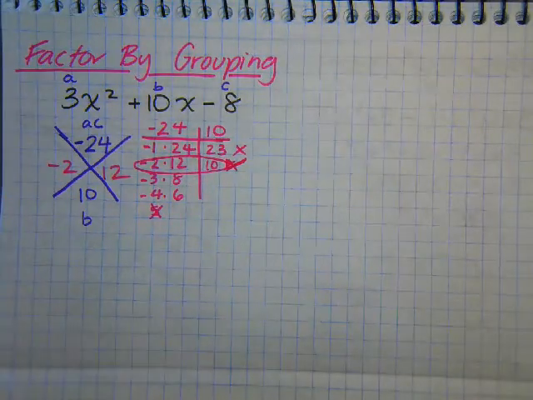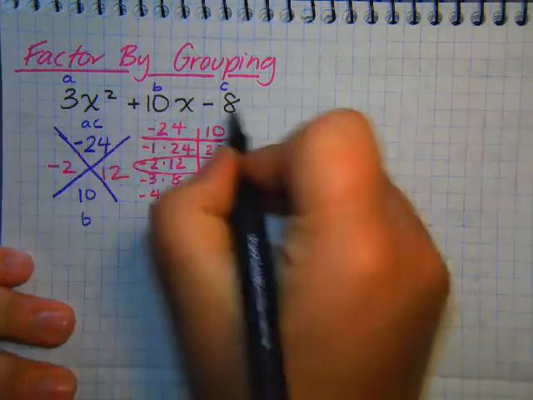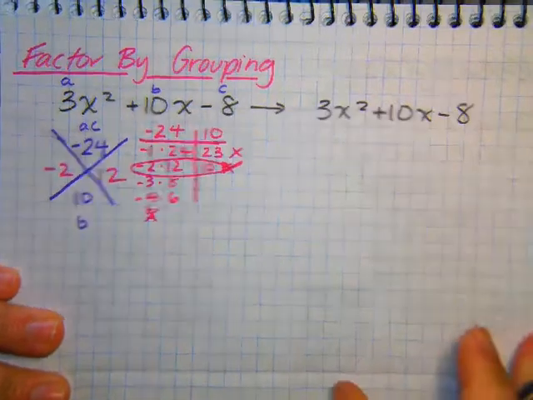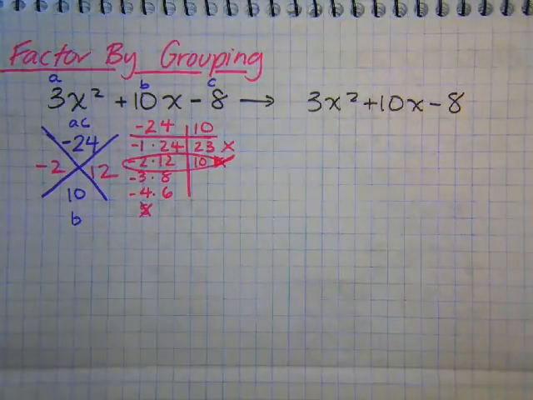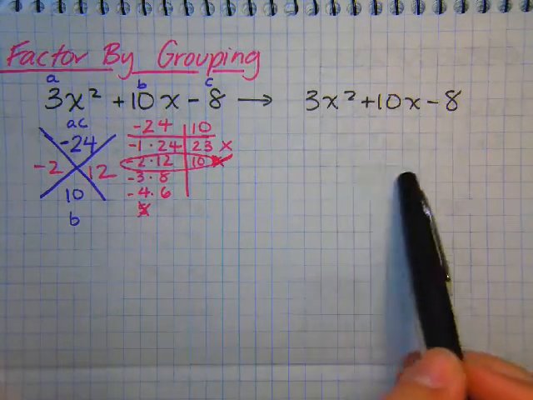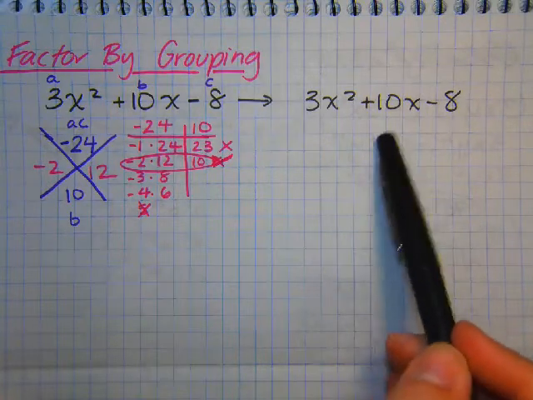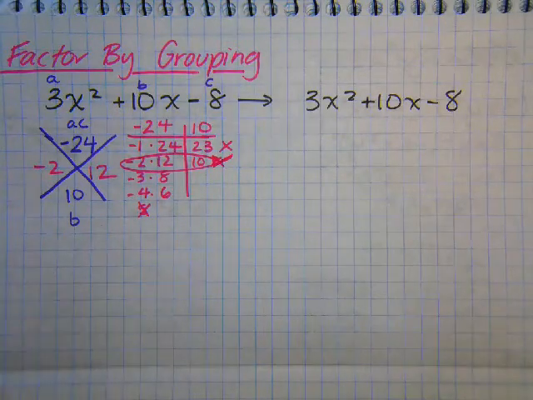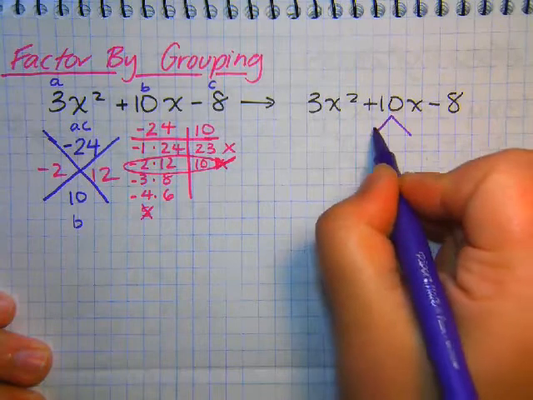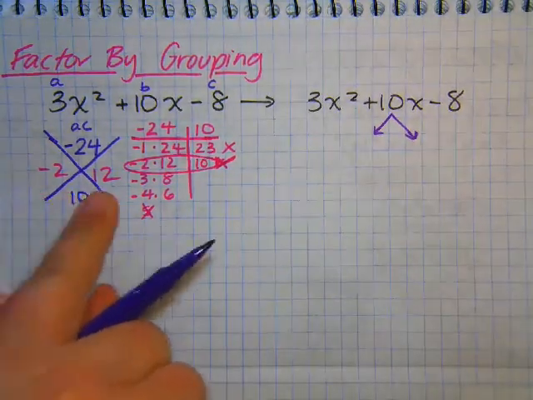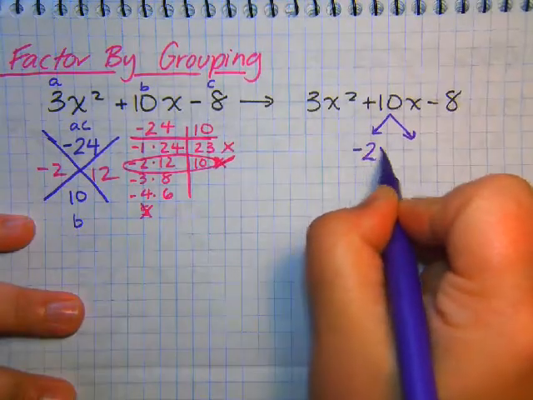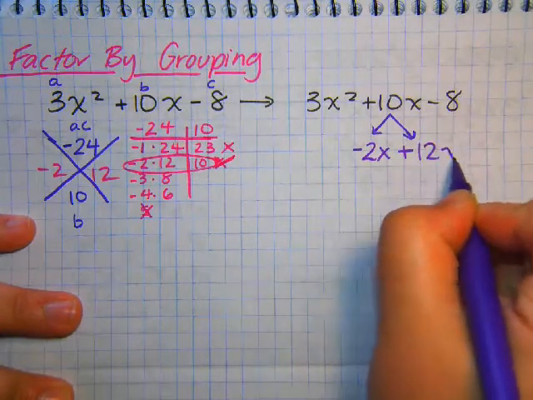Okay, great. So what I'm going to do now is take 3x squared plus 10x minus 8 again. Remember, what we're doing is undoing the process of multiplying out two binomials. The last step in multiplying binomials is to combine like terms, so we're going to do the opposite and split like terms. We take the 10x and use it with these two numbers. It doesn't matter which way you do those numbers. You can do negative 2x first, positive 12x second, or reverse.